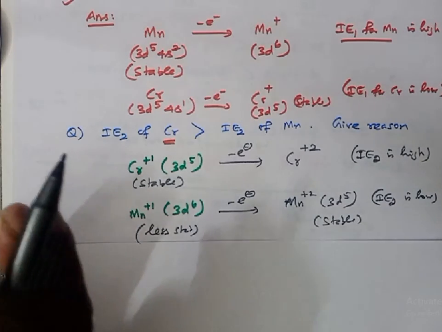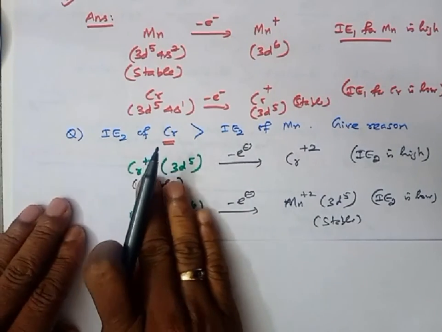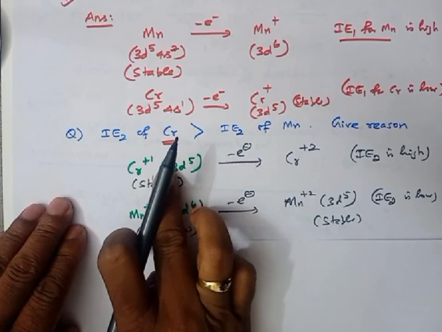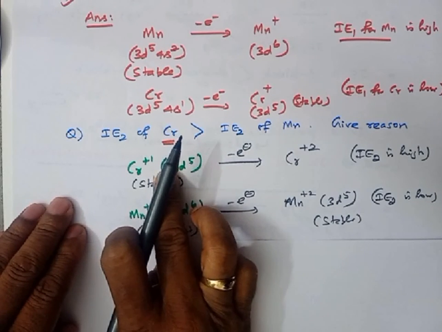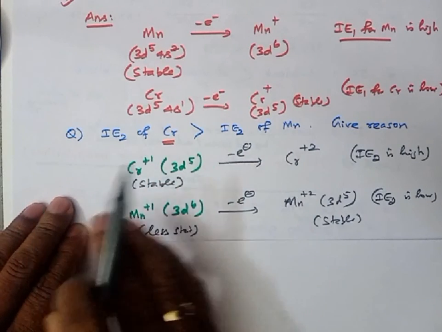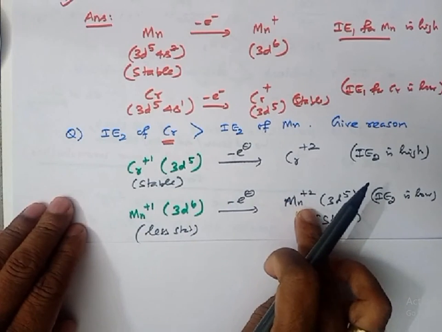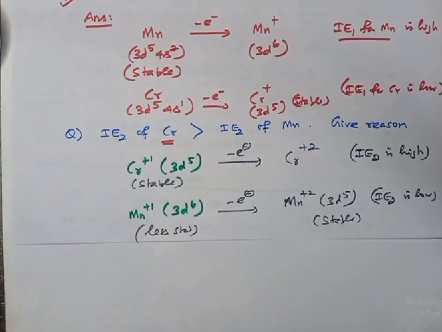Listen, in general, students, observe carefully. You just see the left hand side and right hand side. If the left hand side is stable, ionization energy will be high. If the right hand side species is stable, ionization energy is low. Simple. That's all. Or, if the reactant is stable, ionization energy will be high. If the product is stable, ionization energy is low. Okay, keep this point in mind. Very important.